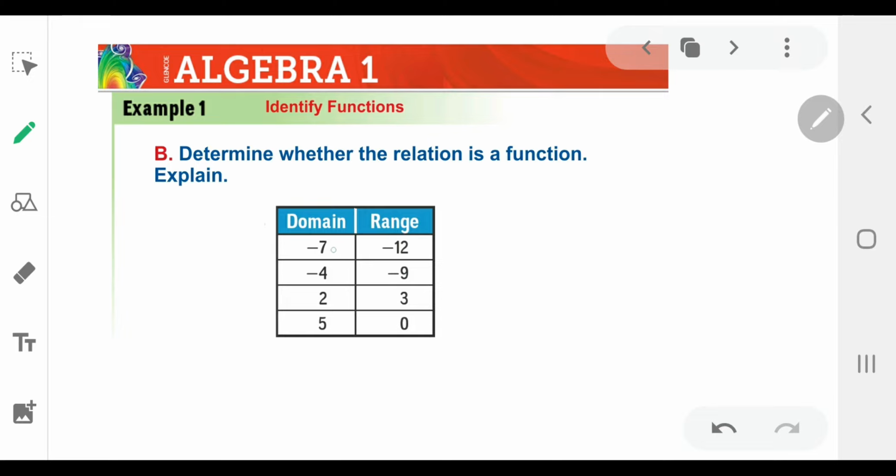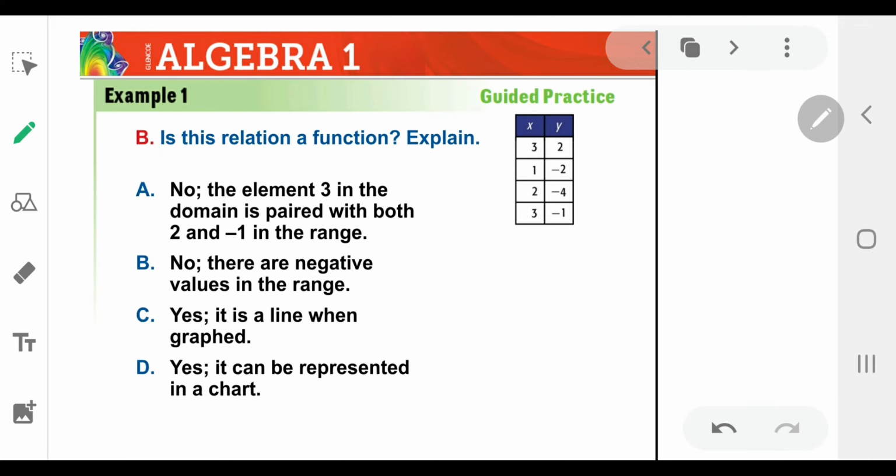The domain here is -7, -4, 2, 5. No x value is repeated, so yes, it's a function. To explain it, you have to say each value of the domain corresponds with exactly one value from the range, or simply you can say there is no repetition in the x coordinates.